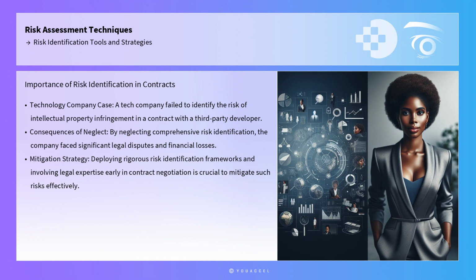Case studies further illustrate the practical application of these tools and strategies. Consider the case of a technology company that failed to identify the risk of intellectual property infringement in a contract with a third-party developer. By neglecting comprehensive risk identification, the company faced significant legal disputes and financial losses. This scenario underscores the importance of deploying rigorous risk identification frameworks and involving legal expertise in the early stages of contract negotiation to mitigate such risks effectively.